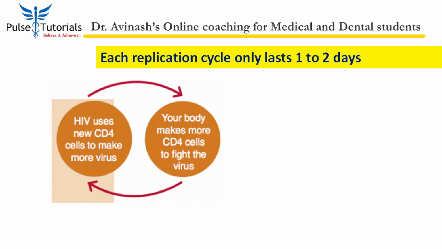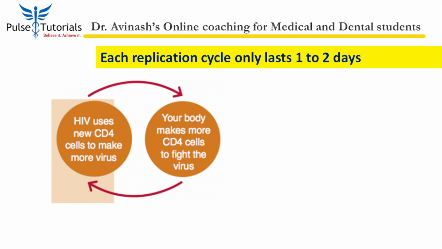Once the HIV starts to multiply, the cycle lasts only for 1 to 2 days. So once the DNA has decided that it will make more viral particles, in 1 to 2 days replication is complete. They will break the CD4 cells and move out. So the HIV is using CD4 cells to make viruses. The problem is CD4 cells are the only line of defense we have that can fight the virus.